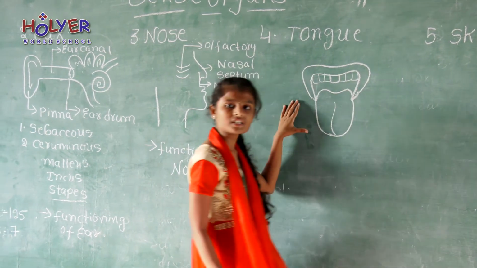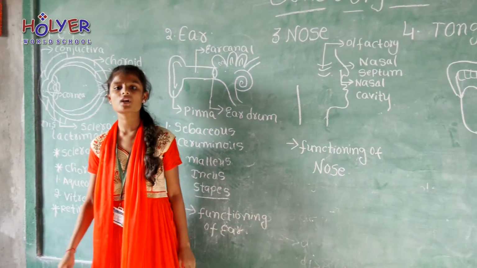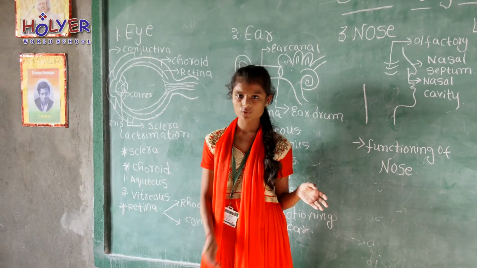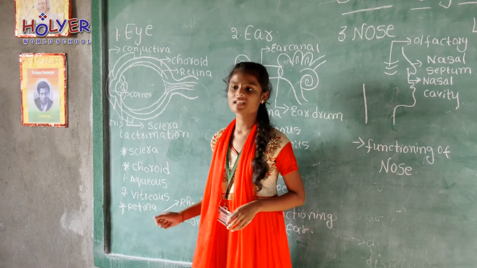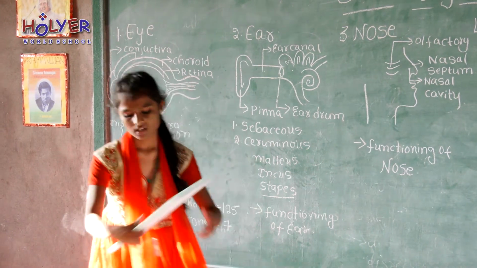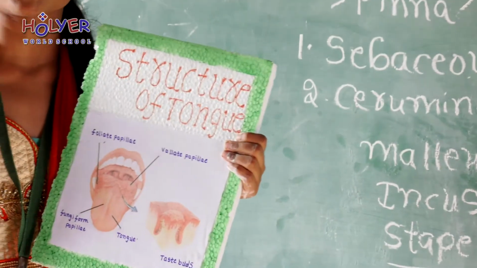This is the structure of the tongue. The tongue is the sense organ for taste. Our tongue is made up of voluntary muscles. That means we can move our tongue as we wish. Our tongue contains 10,000 taste buds. At the walls of the papilla, this is the taste bud. Like these taste buds, in our tongue there are 10,000.